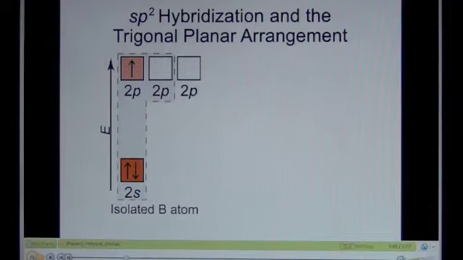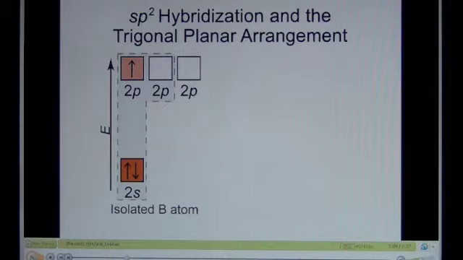Now what we want to do is we'd like for all 3 of these electrons to have the same energy to account for this idea of equivalent energy bonding. So when the surrounding atoms come in, they can all have the same equivalent energy. Right now they do not. In an isolated boron atom, the 3 valence electrons do not have the same valence energy. So we want to hybridize them. We want to blend them. We want to mix them together so that they all have the same energy.